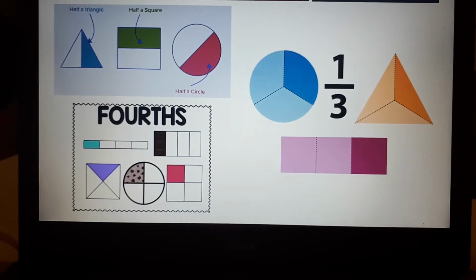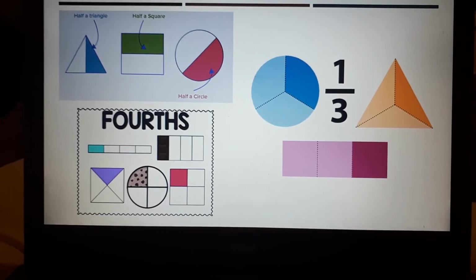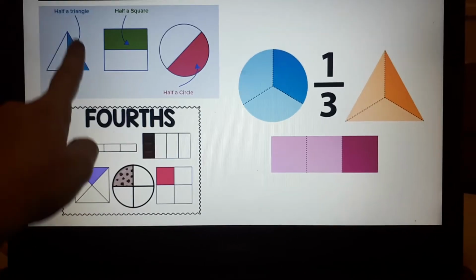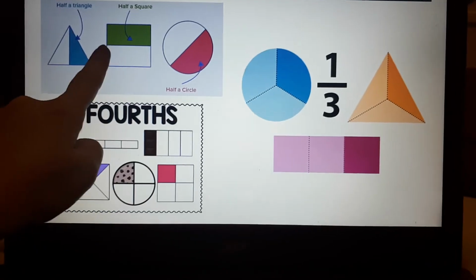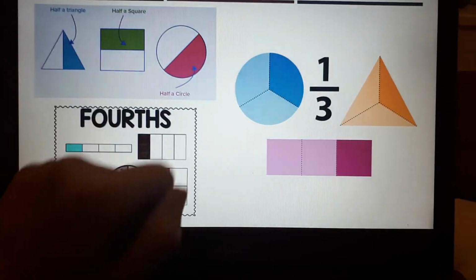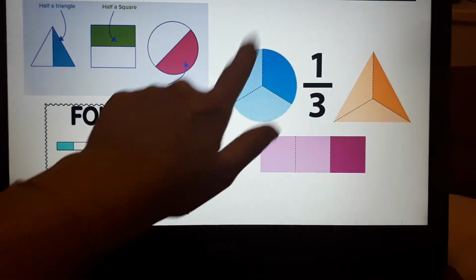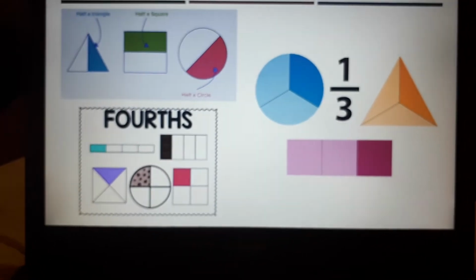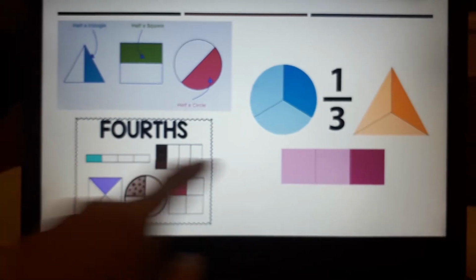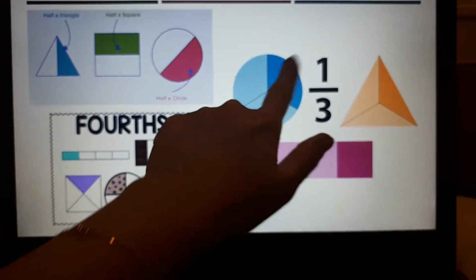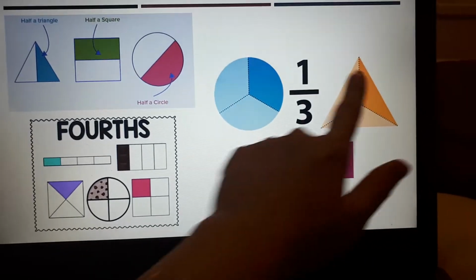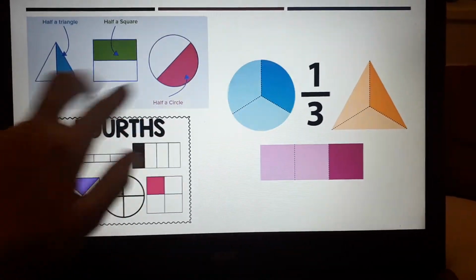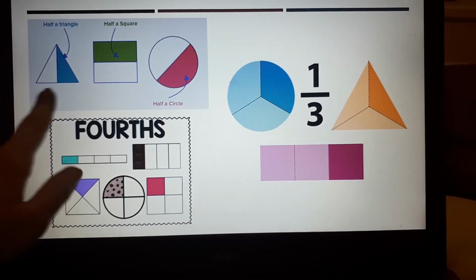Here are some examples of halves, thirds, and fourths. You see, half triangle, half square, half circle. Here it's 1/3. Remember that the halves, fourths, and thirds all are equal parts. You see, equal parts, equal parts. You see here, both are equal.